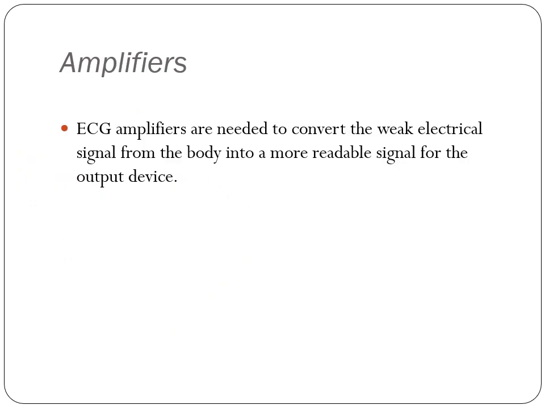The most important component of an ECG is the amplifier. ECG amplifiers are needed to convert the weak electrical signal from the body into a more readable signal for the output device. So why is the amplifier so important? Remember, the electrical signal that we can detect from the heart is in the order of hundreds of microvolts. They are very weak, and so the amplifiers have the ability to strengthen the signals and convert them into a more readable signal.